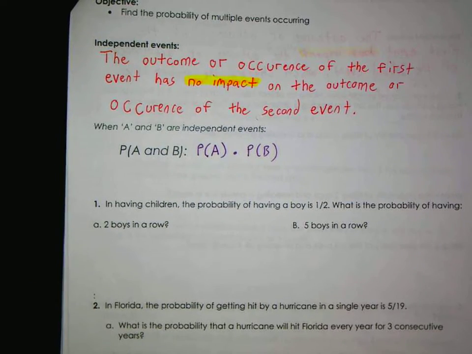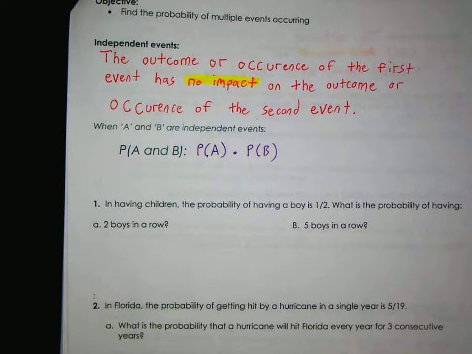So, what's the probability in having children? The probability of having a boy is 1/2, approximately. You either have a boy or you have a girl. Now, I think there's more science that goes into that than that. I don't think it's exactly 50-50, but let's just say it is. If you have a boy the first time, does that make you more likely to have a girl the next time? No.